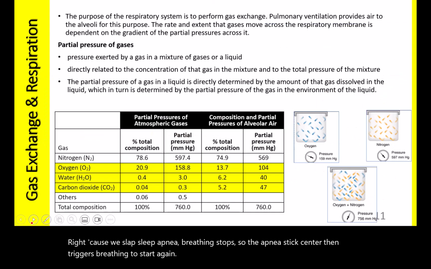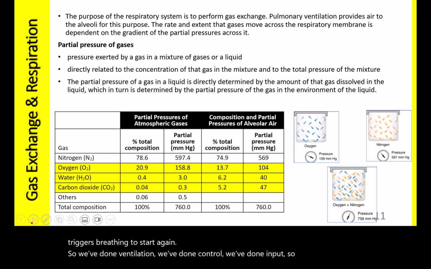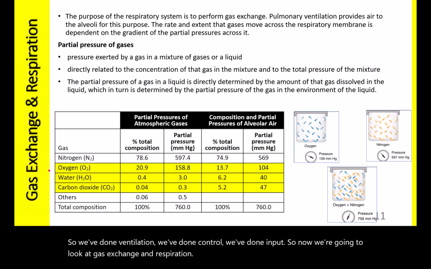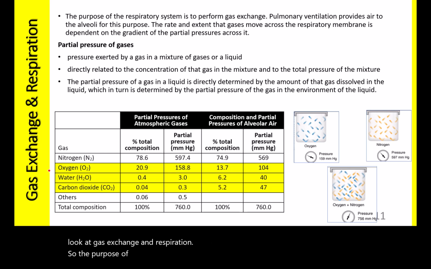So we've done ventilation, we've done control, we've done input. Now we're going to look at gas exchange and respiration. The purpose of having air coming in and out of the lungs is so that carbon dioxide and oxygen can be exchanged at the respiratory membrane.